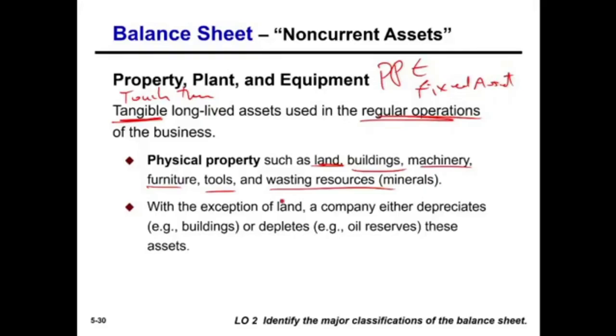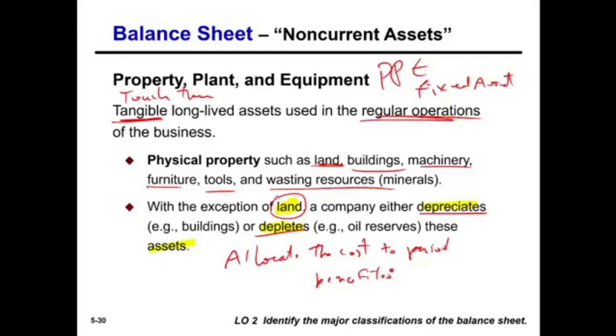With the exception of land, a company must either depreciate or deplete, if it's a natural resource, these assets. So we have to eventually expense them. To depreciate or deplete them means to expense them. And depreciation expense means allocate the cost to the period benefited. So this is what we mean by depreciation. We have to eventually expense them.